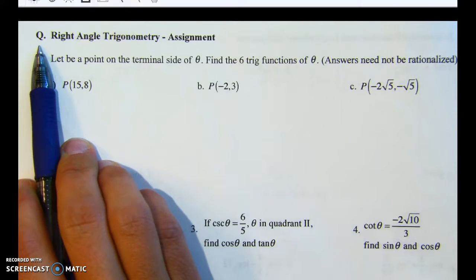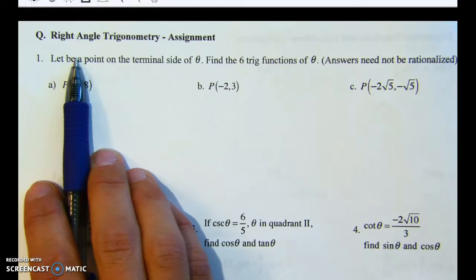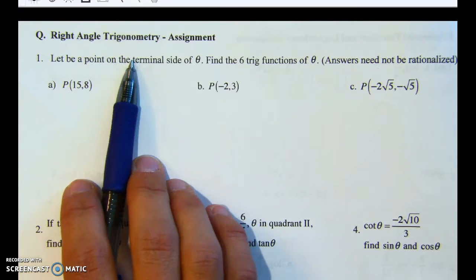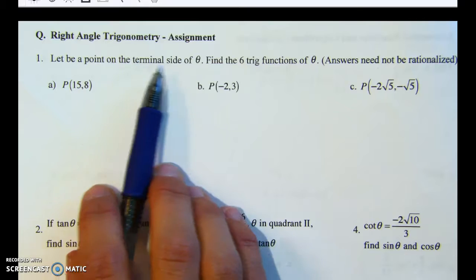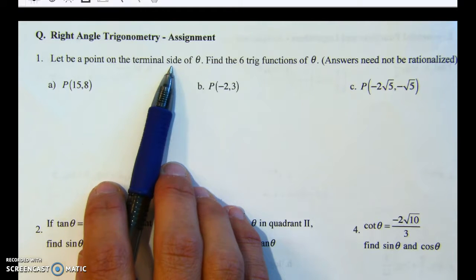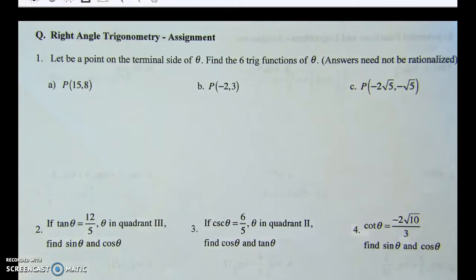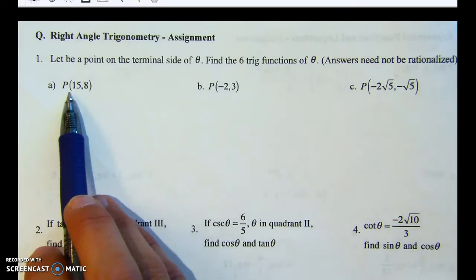We're on worksheet Q of the Are You Ready for Calculus? And this is some right angle trig. You should know all of your right angle trigonometry, sine, cosine, tangent, cosecant, secant, cotangent in order to do this. I'm going to do some of this and you're going to finish the rest. Here we go. I love these problems.